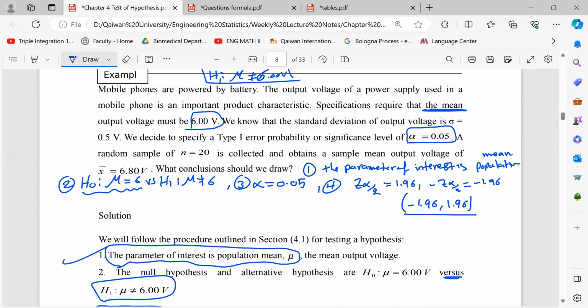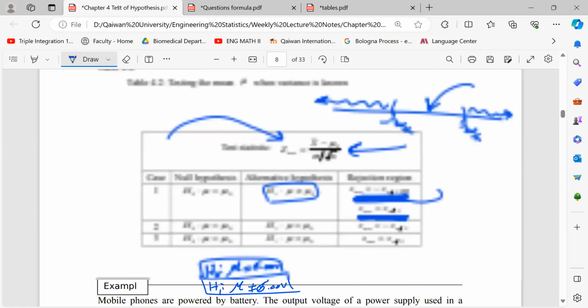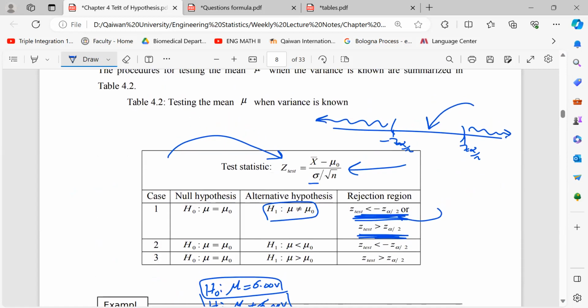Now, let's find the Z statistic. We say in step 5, the Z test is X bar minus mu naught, where mu naught is the mu that is given, divided by sigma over square root of n. This is the rule.